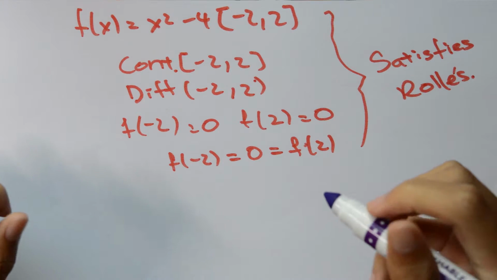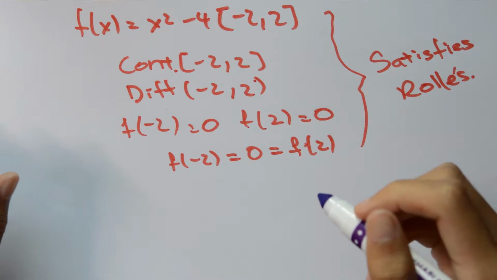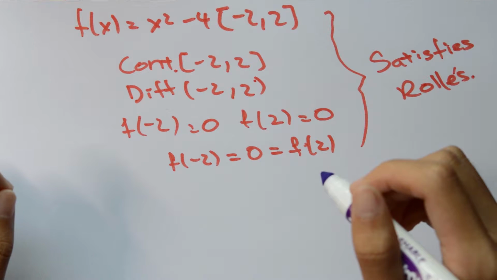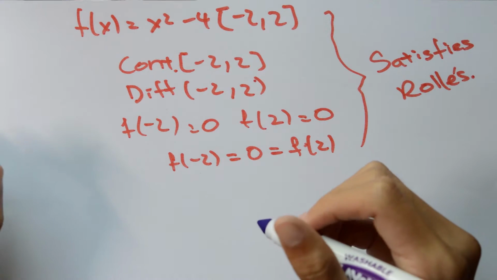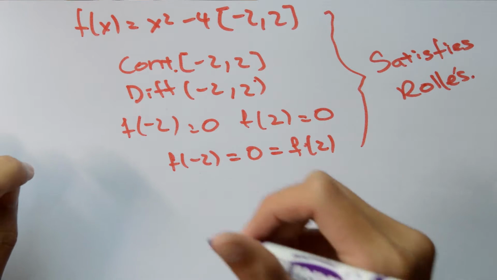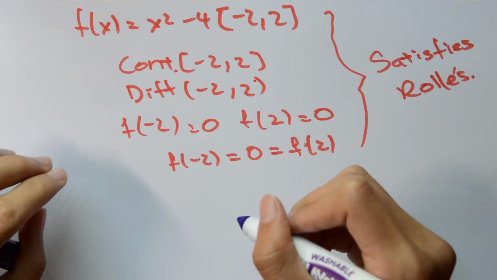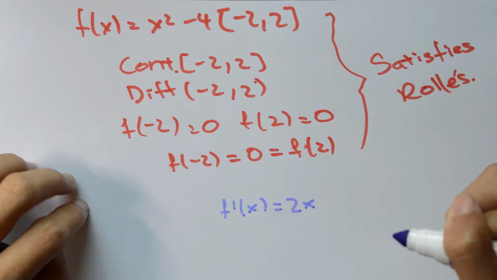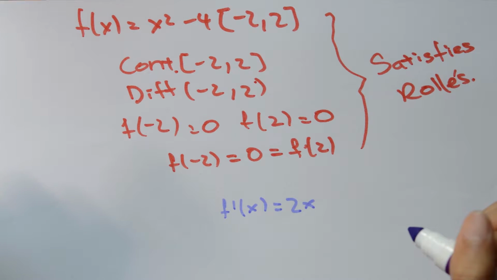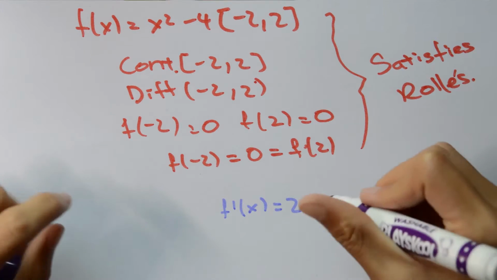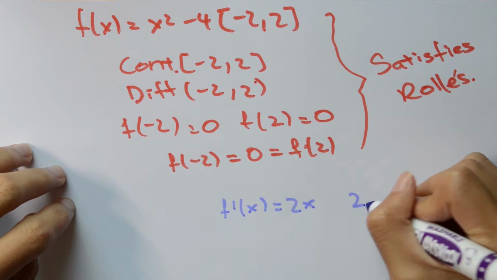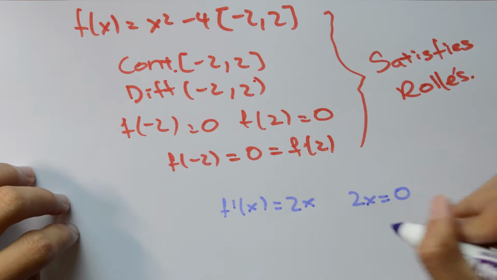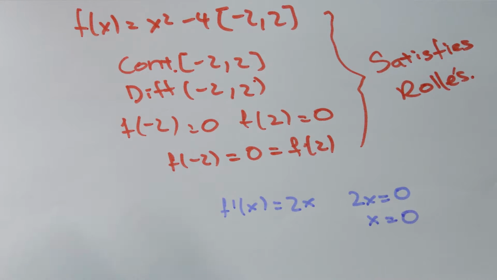Since it satisfies Rolle's theorem, we can say that within -2 to 2 of the function x squared minus 4, there is a horizontal tangent line. To find the point at which there's a horizontal tangent line, we have to get the derivative of x squared minus 4, so it will be 2x. We set it equal to 0, so 2x equals 0, and then we find the value for x, which is simply x equals 0.